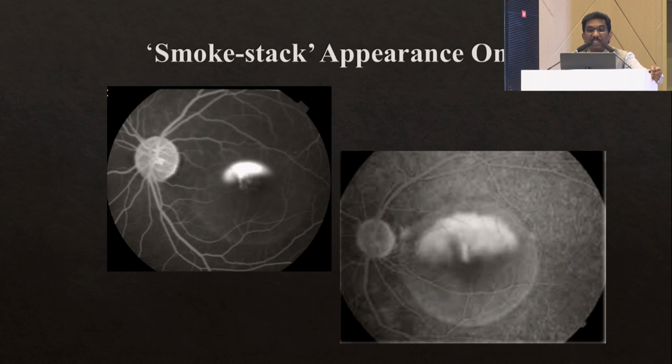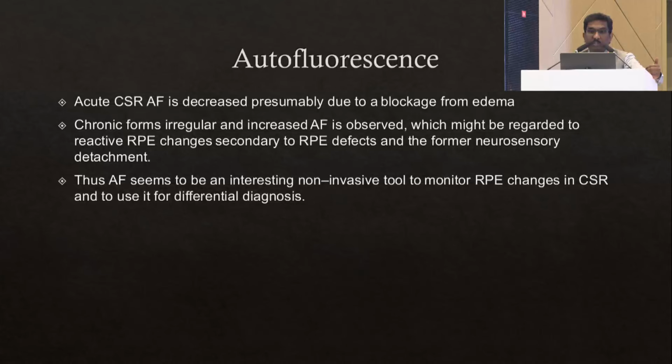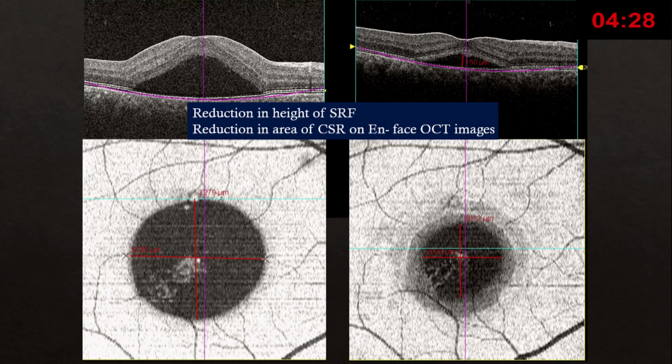In chronic CSR, you will see these tracks. Autofluorescence is one more important tool that can help us to visualize the CSR and the various damage to the RPE that it would have caused. However, OCT continues to be the most important tool in managing these patients, as we can see the reduction in height and also reduction in the area of the CSR on en face images.